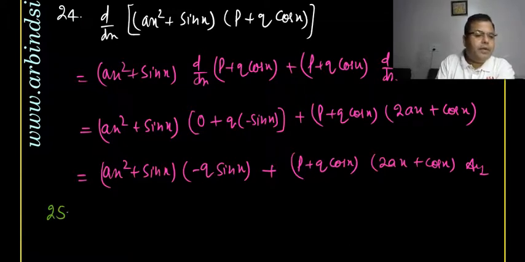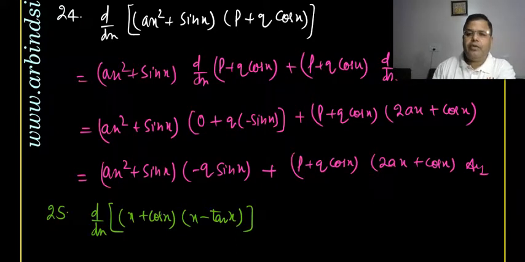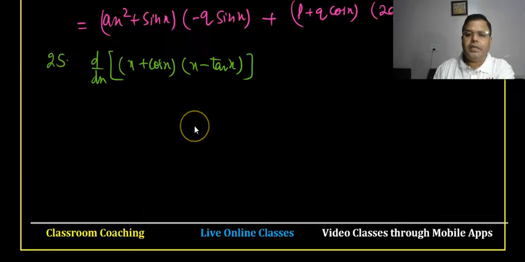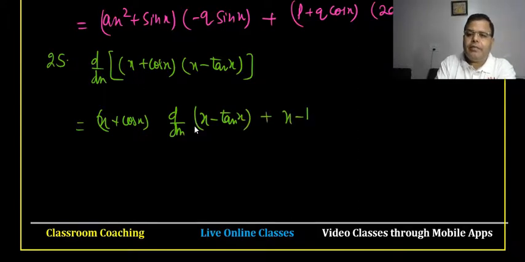You can do that. Now question number 25, d by dx of (x plus cos x) into (x minus tan x). This is what. So again you can apply the product rule, isn't it? You can apply the product rule, and that way (x plus cos x) as it is into d by dx of (x minus tan x), plus (x minus tan x) as it is and d by dx of (x plus cos x).